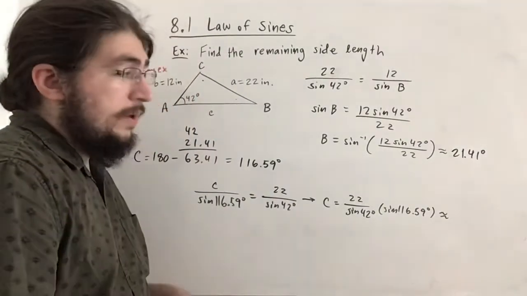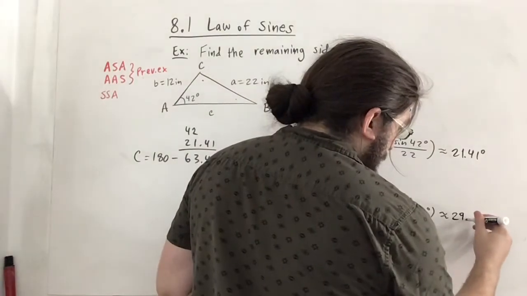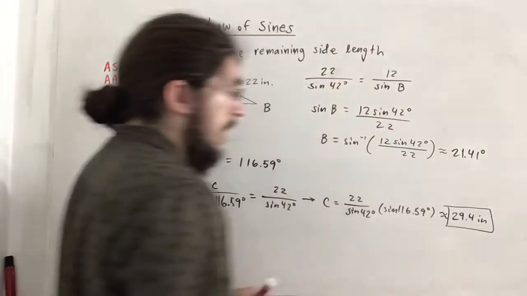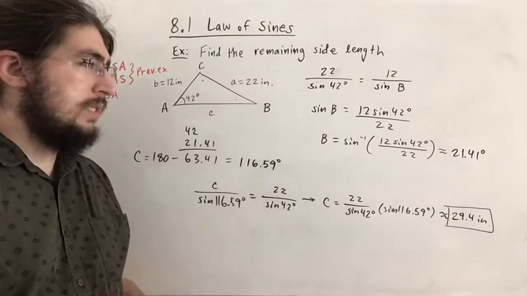Right, so my calculator gave me about 29.4, and that's a side length, so this is in inches, and that's what we're asked to find, just this side. So we actually completed the triangle in the process, which is kind of interesting.